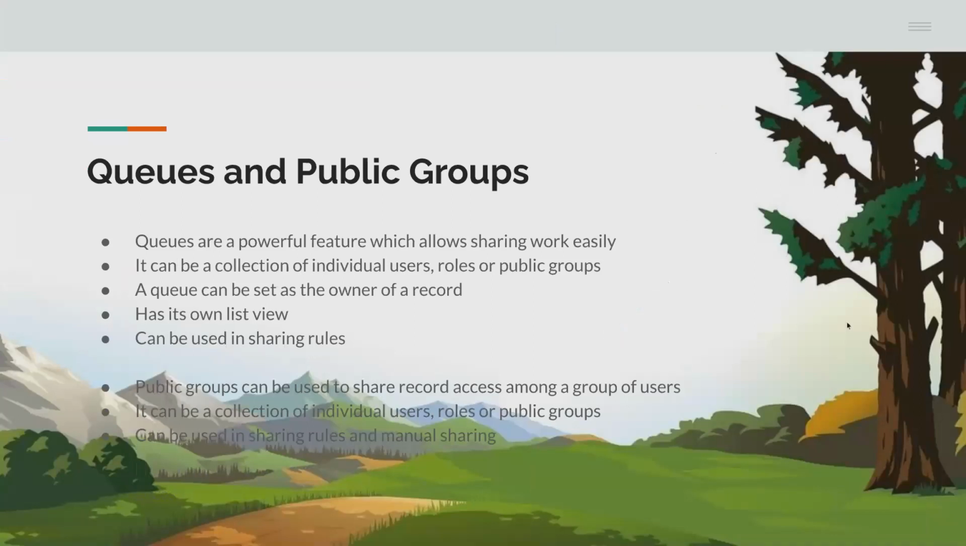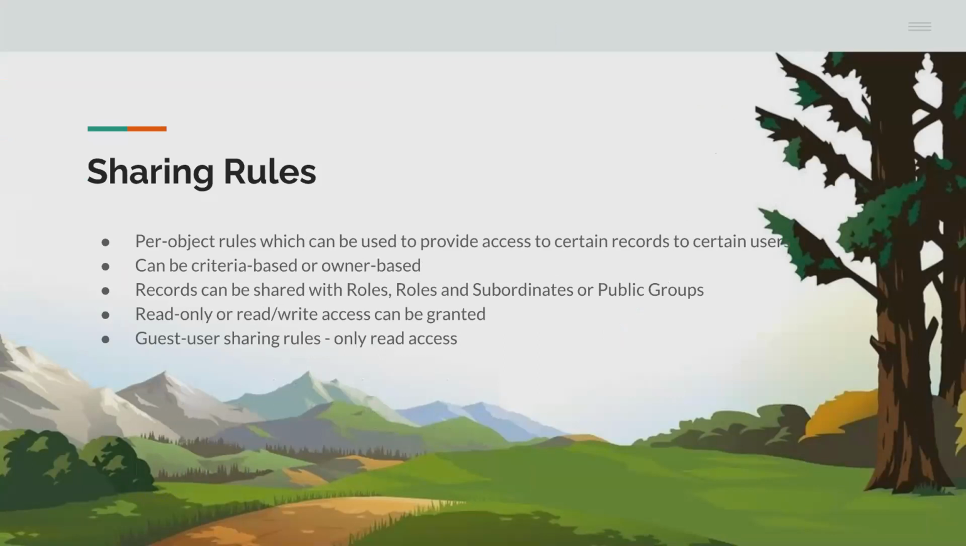Okay, so I will skip this and first go to sharing rules. Sharing rules are again an extension of the org-wide defaults. They are used to provide more access to records. It can be based on certain criteria, or it can be based on the owner. Again, these are per-object rules, which are used to provide access to certain records to certain users.